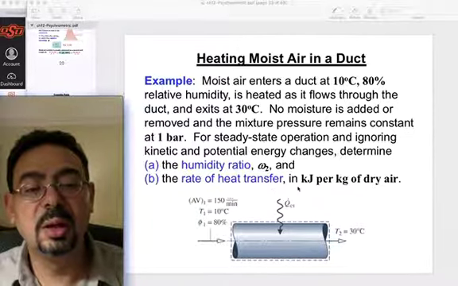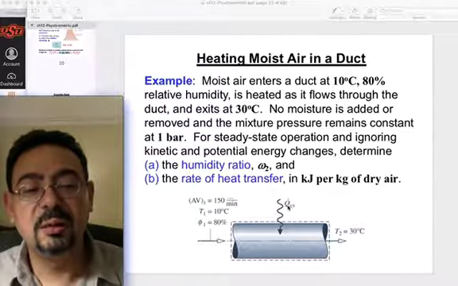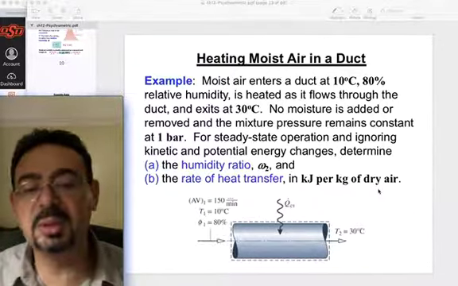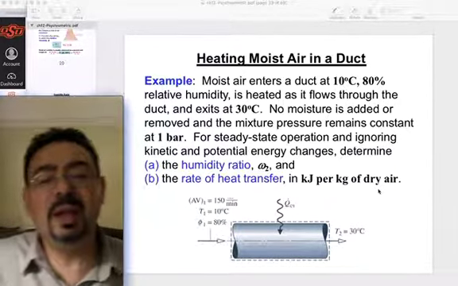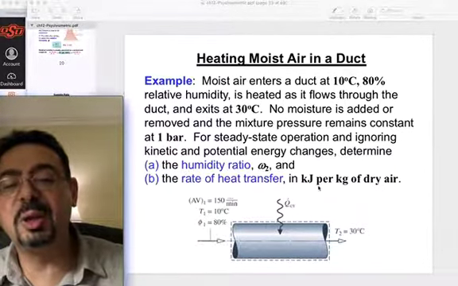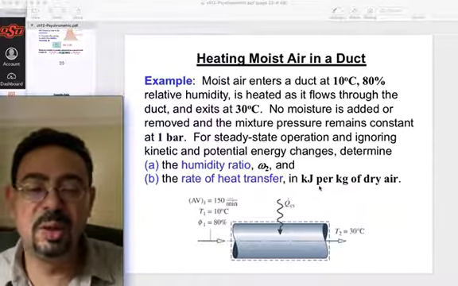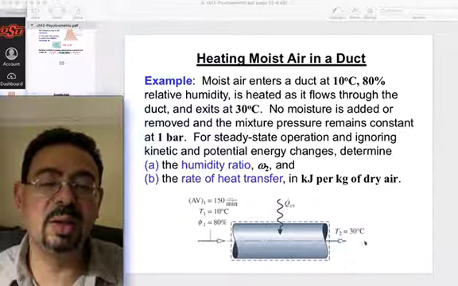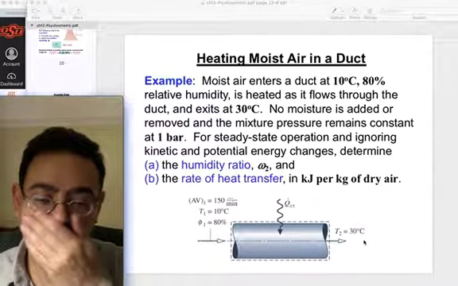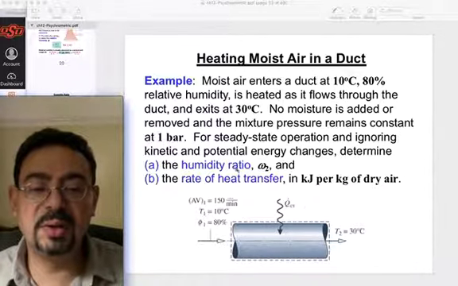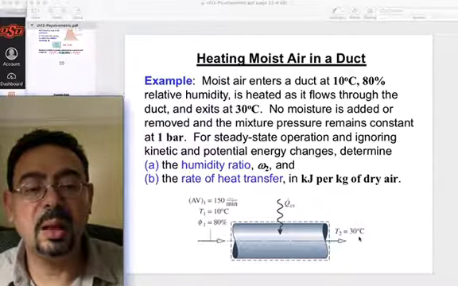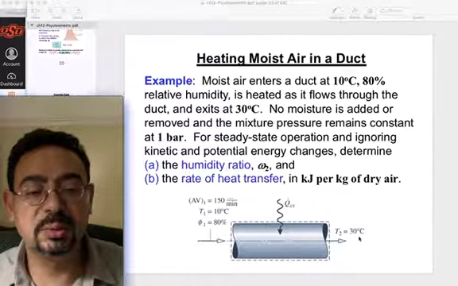And look what unit he wants for the Q dot. He wants it in kilojoule per kilogram of dry air. And you know why? Because the way we calculate the h is per kilogram of dry air. So he's really just trying to make our life easier. When we do the first law, everything will just be per kilogram of dry air rather than per kilogram of mixture. Okay? So the first thing he's asking for is omega 2, the humidity ratio at the output.